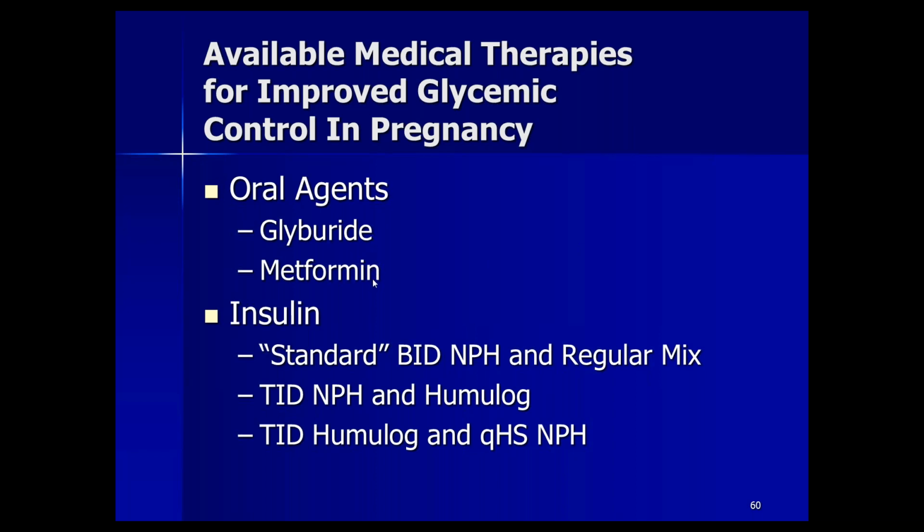Now, oral agents that are out there are glyburide and metformin. Insulin, there's a standard twice-a-day NPH regular mix. I bring this up because a lot of people are using the more expensive insulins, insulin being $125 to $150 a vial now for some of the newer insulins. If your patient cannot afford those newer insulins, these cheaper, old reliables are still out there and they work really well. TID, 3 times a day NPH, and then Humalog before meals, 3 times a day Humalog, and Q hours of sleep. Again, there's a bunch of different regimens. You and your group find out what works best for your patients.